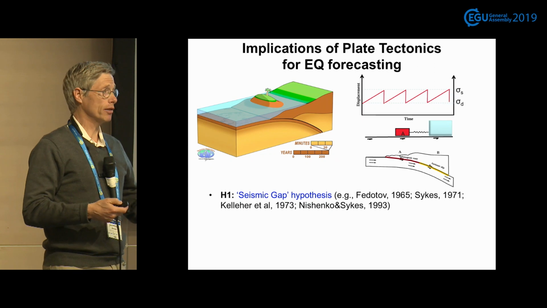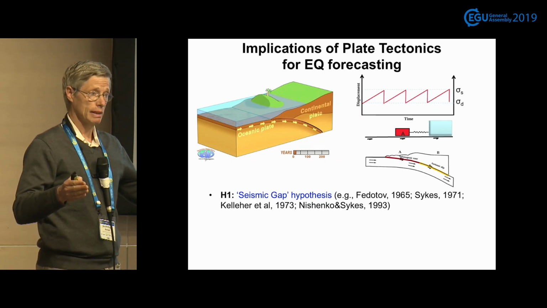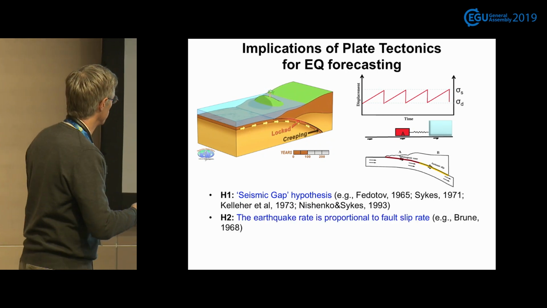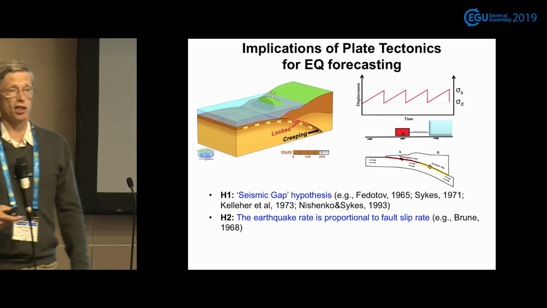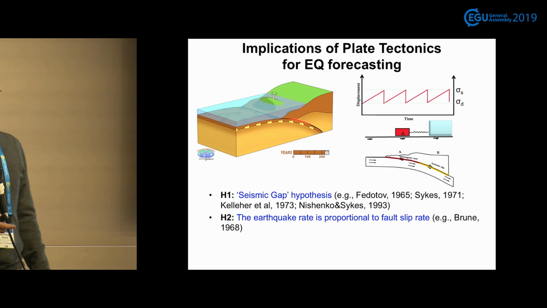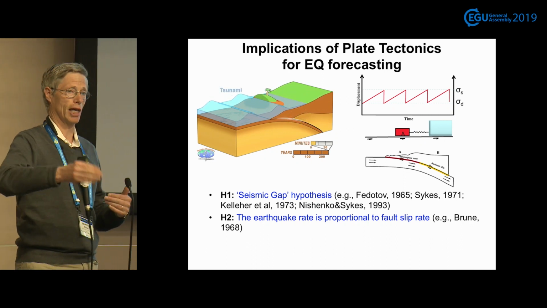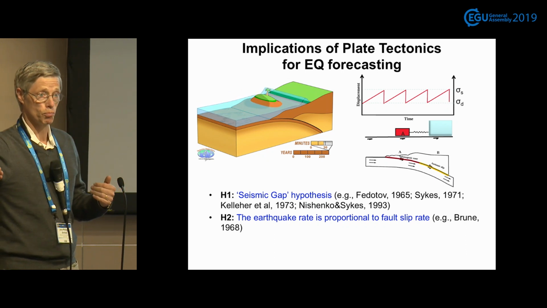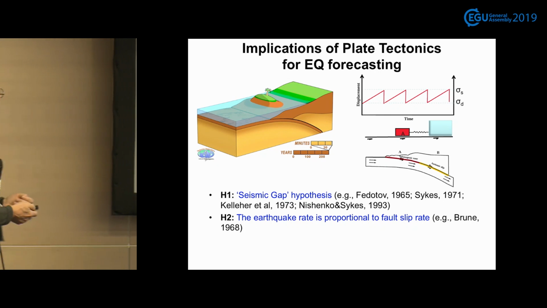On the opposite side, if you know that this plate interface has been quiet for a long period of time, then the probability that you have a large earthquake is larger. So that was the seismic gap hypothesis. And this hypothesis has failed quite spectacularly. Actually, you're better off predicting that a gap is going to last long, rather than that it's going to break in the near future. So why is it so?